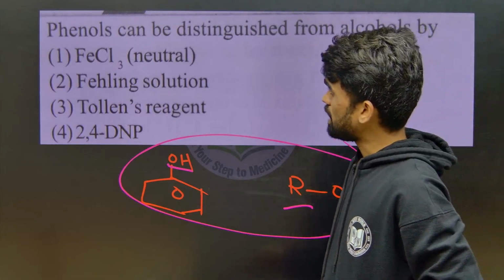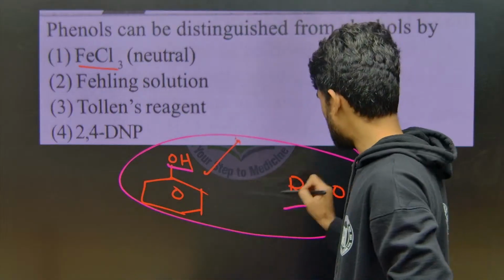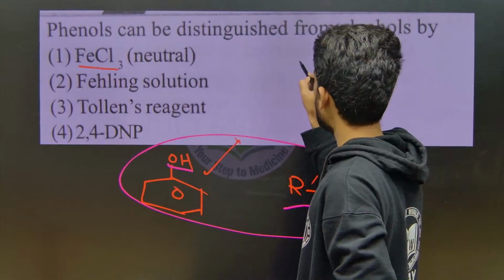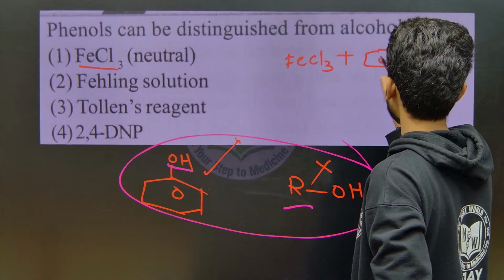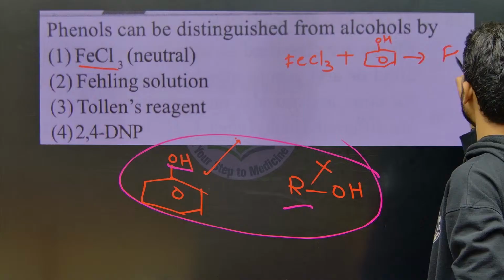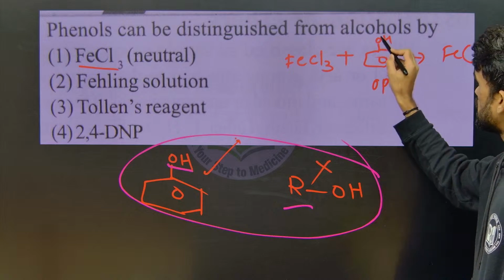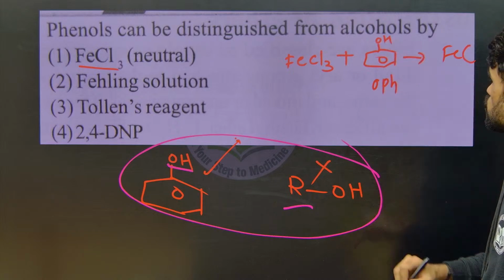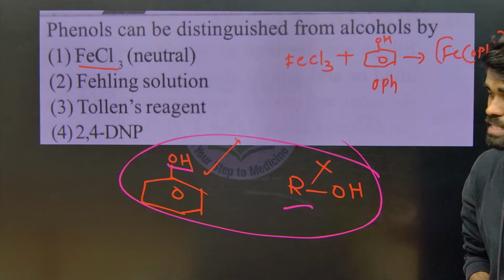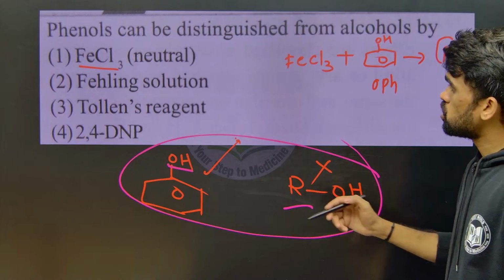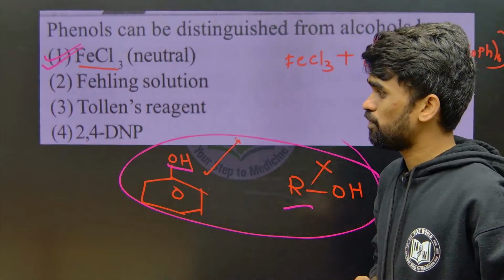Here, when we treat with FeCl3, the phenol forms a complex but not the alcohol. So phenol, upon treating with neutral FeCl3, will form a complex of Fe. I can write this as (OPh) 6 times, where Ph represents the phenyl group and O represents the oxygen of OH. So this kind of complex is formed, but not with alcohol. So what is the suitable reagent we need to use? Neutral FeCl3, ferric chloride, is used.